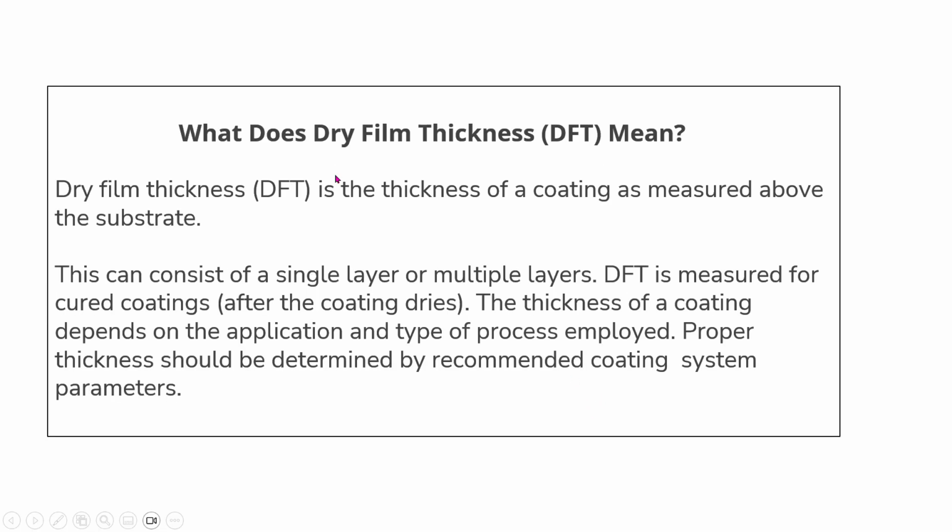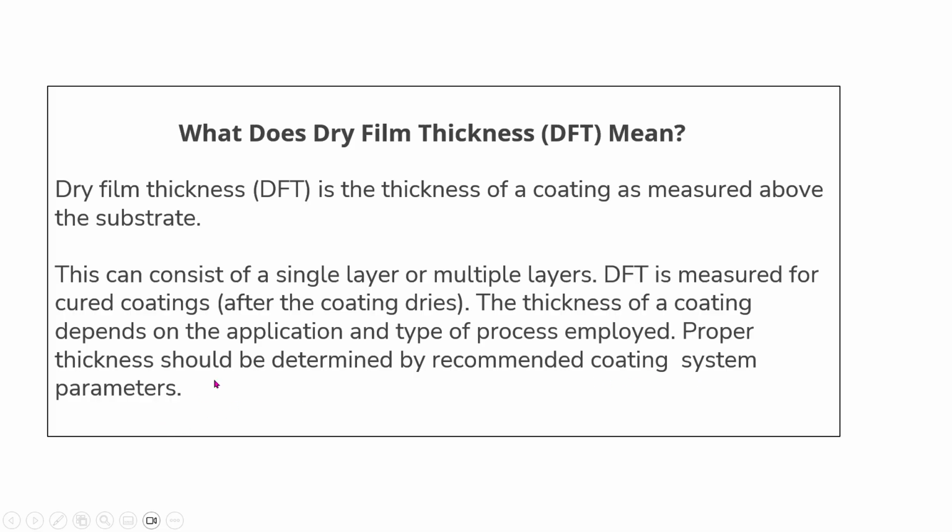Now, what does dry film thickness mean? DFT means dry film thickness. This can consist of a single layer or multiple layers also. DFT is measured for cured coating, after the coating dries. The thickness of a coating depends on the application and type of process employed. Proper thickness should be determined by recommended coating system parameters.